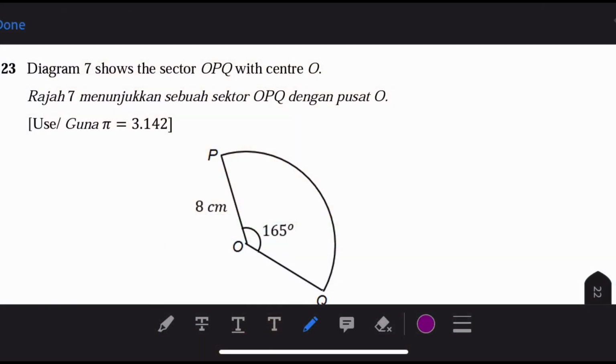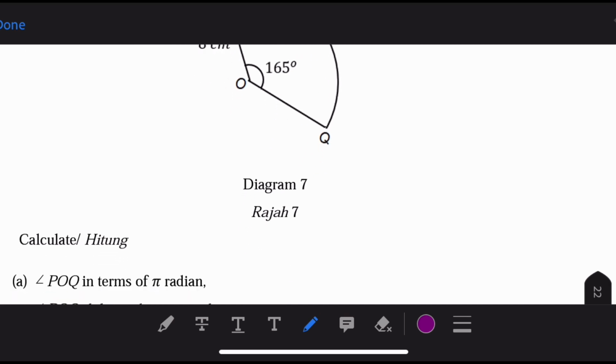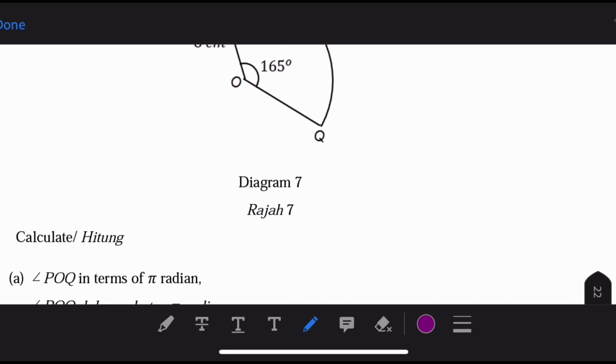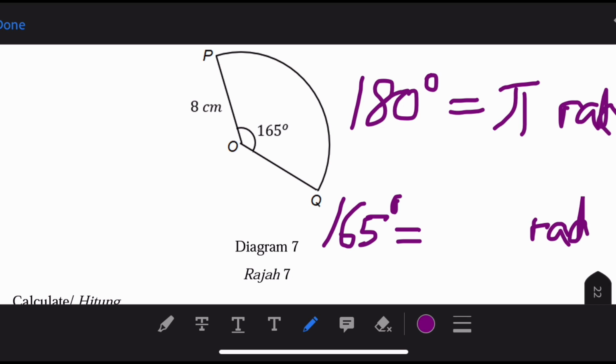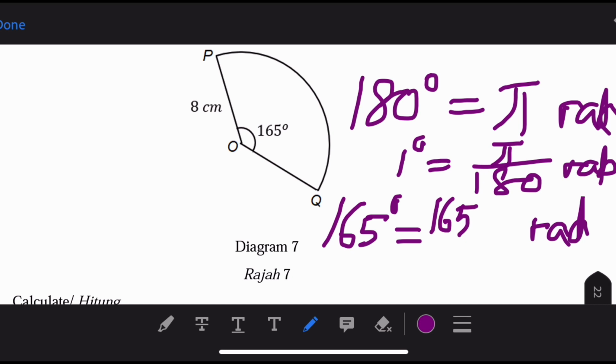So next question is about the circular measure. This is very easy. First, you have to convert the angle into radian. So 180 degree is pi, remember that? So 165 degree equals to how many pi? So just a simple ratio. 180 degree is equal to pi radian. Please remember that, how to do conversion to radian. So if 180 degree is equal to pi radian, that means 1 degree is pi over 180 radian. Remember this conversion from degree to radian.